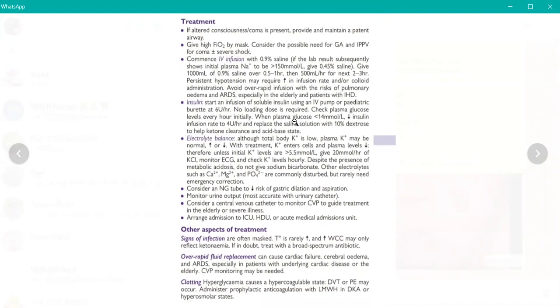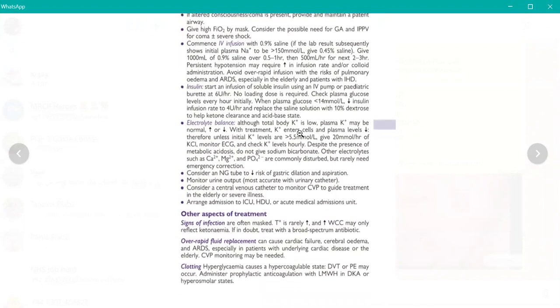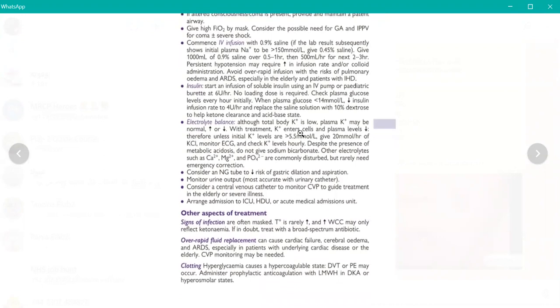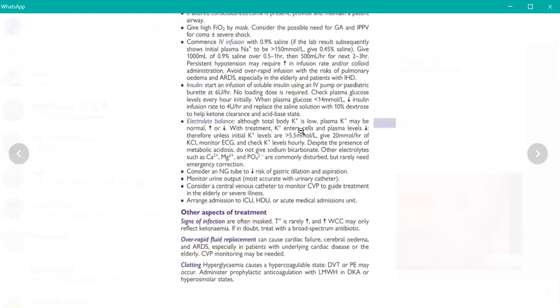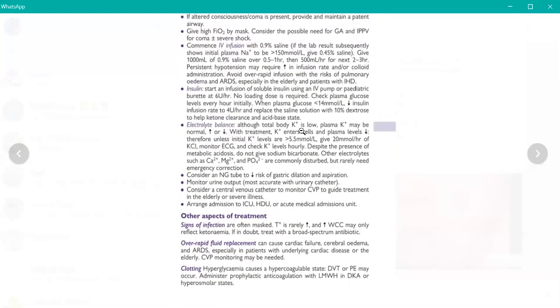What else? Insulin, we're going to give 6 units per hour, which is actually 0.1 units per kg. So if the patient is 60 kilograms, we will give 6 units. If the patient is 70 kilograms, we will give 7 units, and so on. And we're going to keep checking the plasma blood glucose.